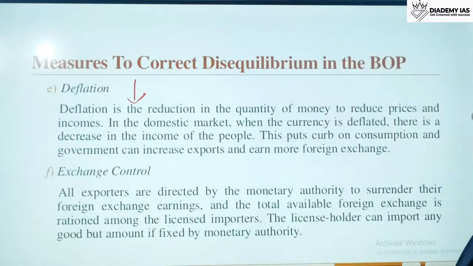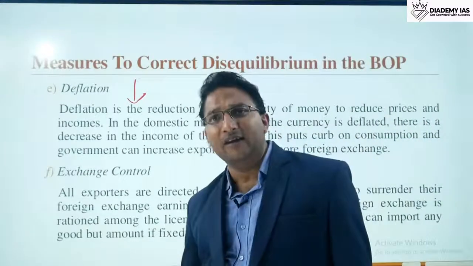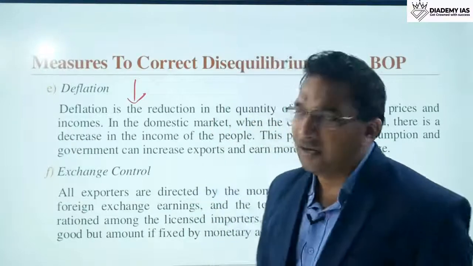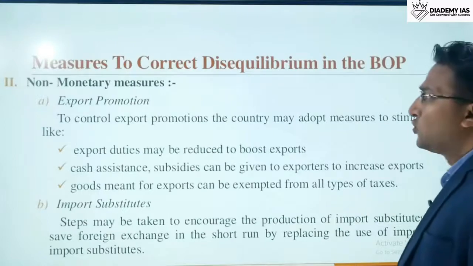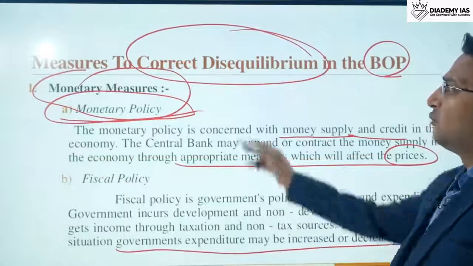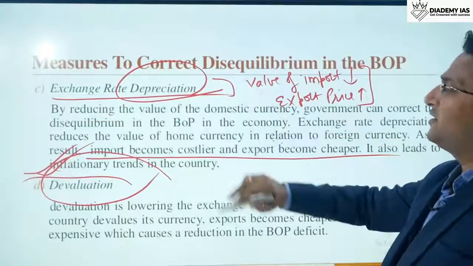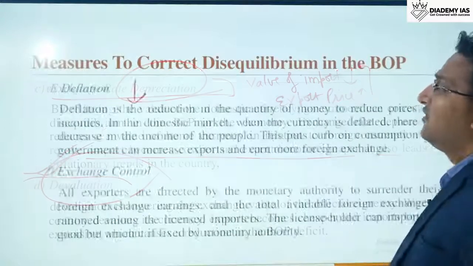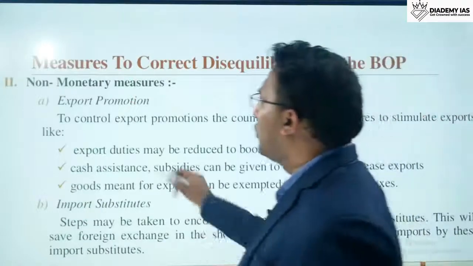Exchange control. So even the exporters can be directed by the monetary authority to surrender their foreign exchange earning. So when foreign exchange earning are deposited with the RBI, then they will not be used to buy the imported goods. Now, what are the non-monetary measures? Till now we have discussed the monetary measures. In the monetary measures, we have discussed monetary policy, fiscal policy, exchange rate depreciation, devaluation, deflation, and exchange control. Now, what are the non-monetary measures?